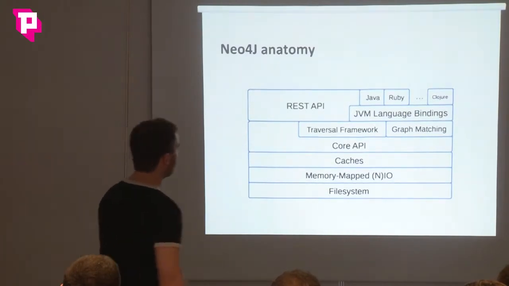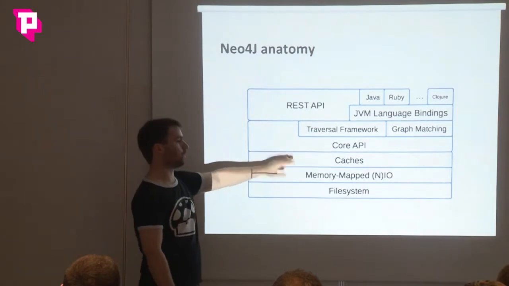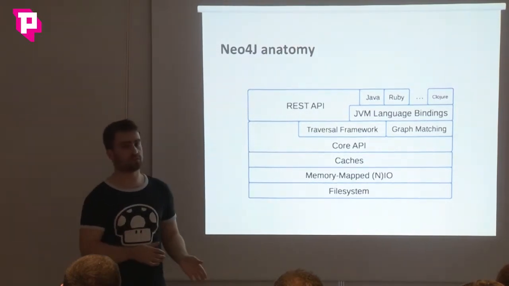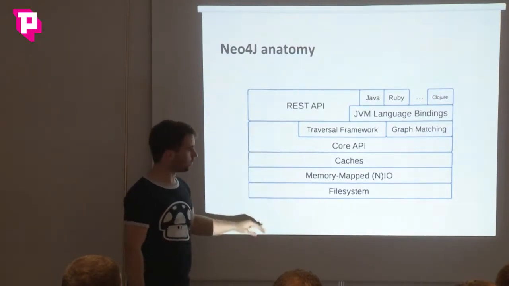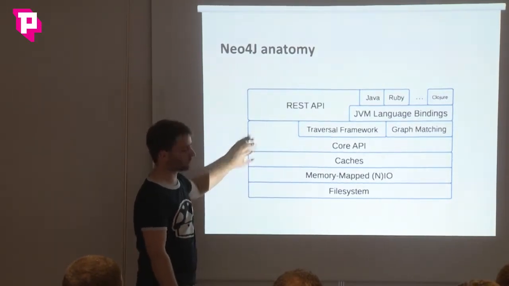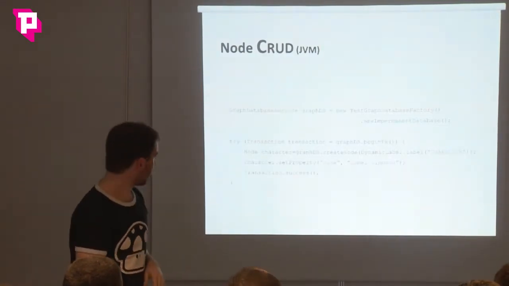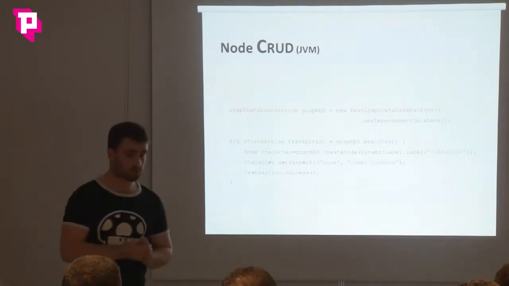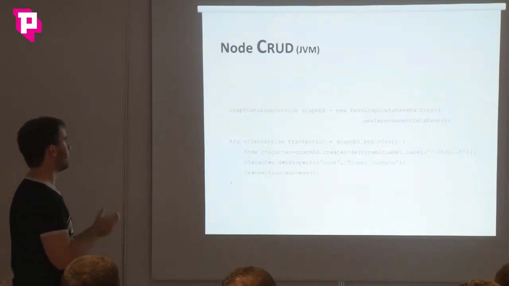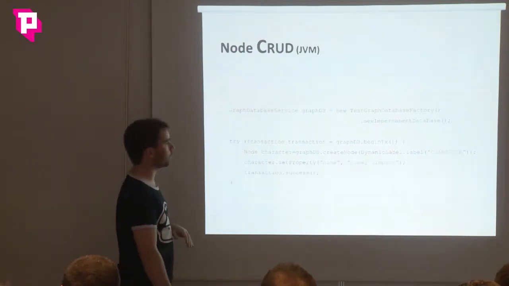So now we've seen that caches use a least recently used policy, and you have two levels of caches. I won't talk much about it. Let's see now what we can do with the API. So basically you can create, read, update and delete nodes and relationships. Here is an example in Java. It's kind of the same in the other languages.